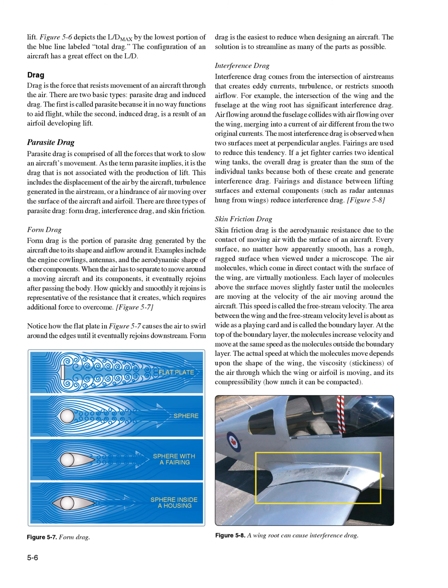At the top of the boundary layer, the molecules increase velocity and move at the same speed as the molecules outside the boundary layer. The actual speed at which the molecules move depends upon the shape of the wing, the viscosity, stickiness, of the air through which the wing or airfoil is moving, and its compressibility, how much it can be compacted.